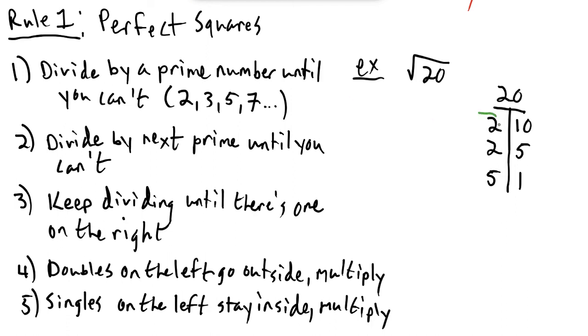So we have a 2 and a 2. That's a double. They're going to go on the outside. What are we left with? We're left with a 5. 5 is single, so it's going to isolate itself from everybody else. Doubles go on the outside, singles go on the inside. Let's do some practice with this.